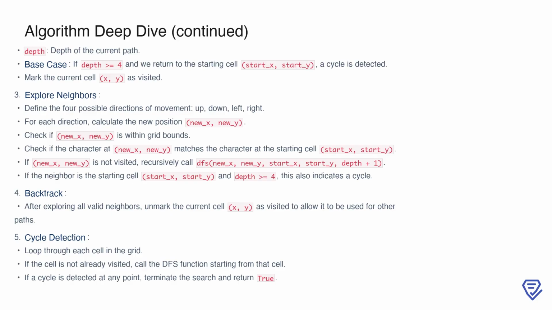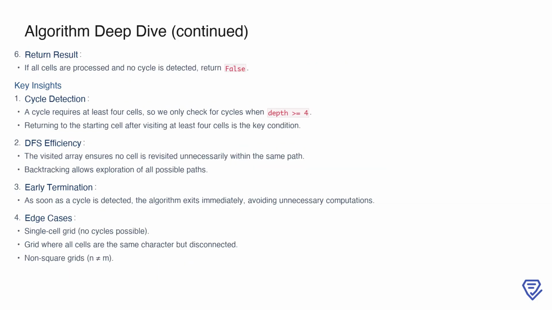Finally, we loop through each cell in the grid, starting a DFS traversal from any cell that has not already been visited. If a cycle is detected during any traversal, we can immediately terminate and return true. After processing all cells, if no cycle is detected, we return false. This brings us to some key insights about the algorithm.